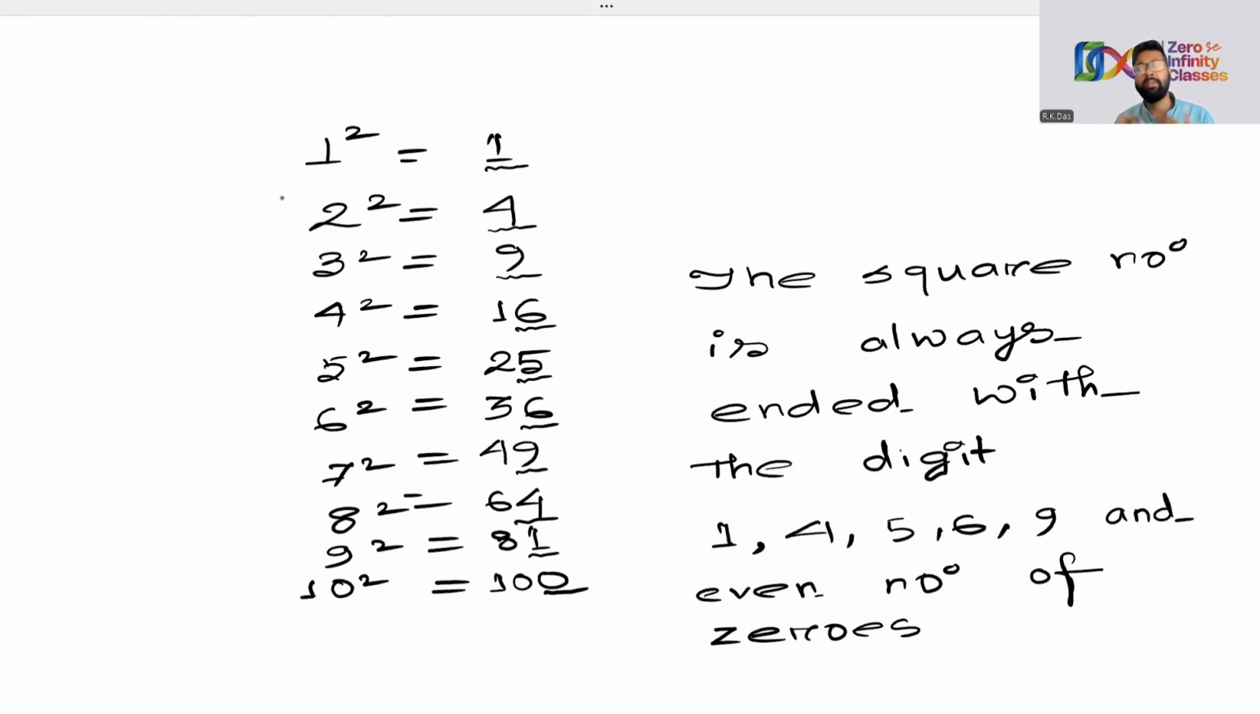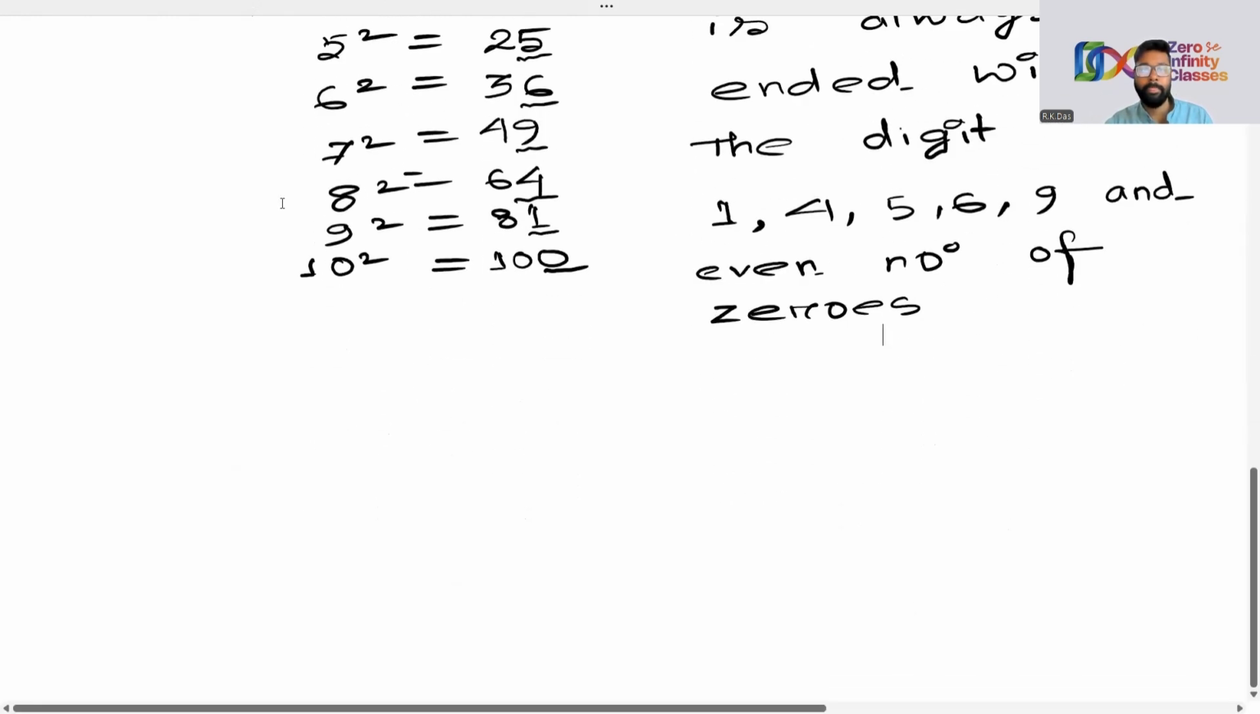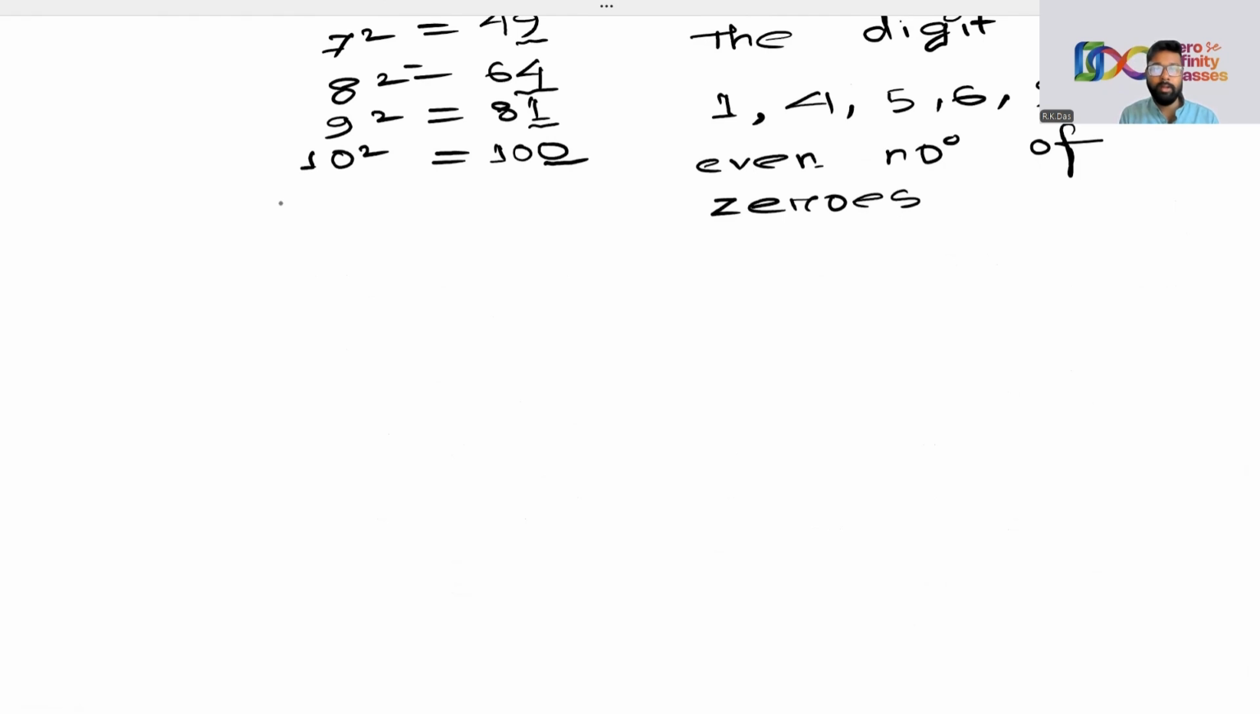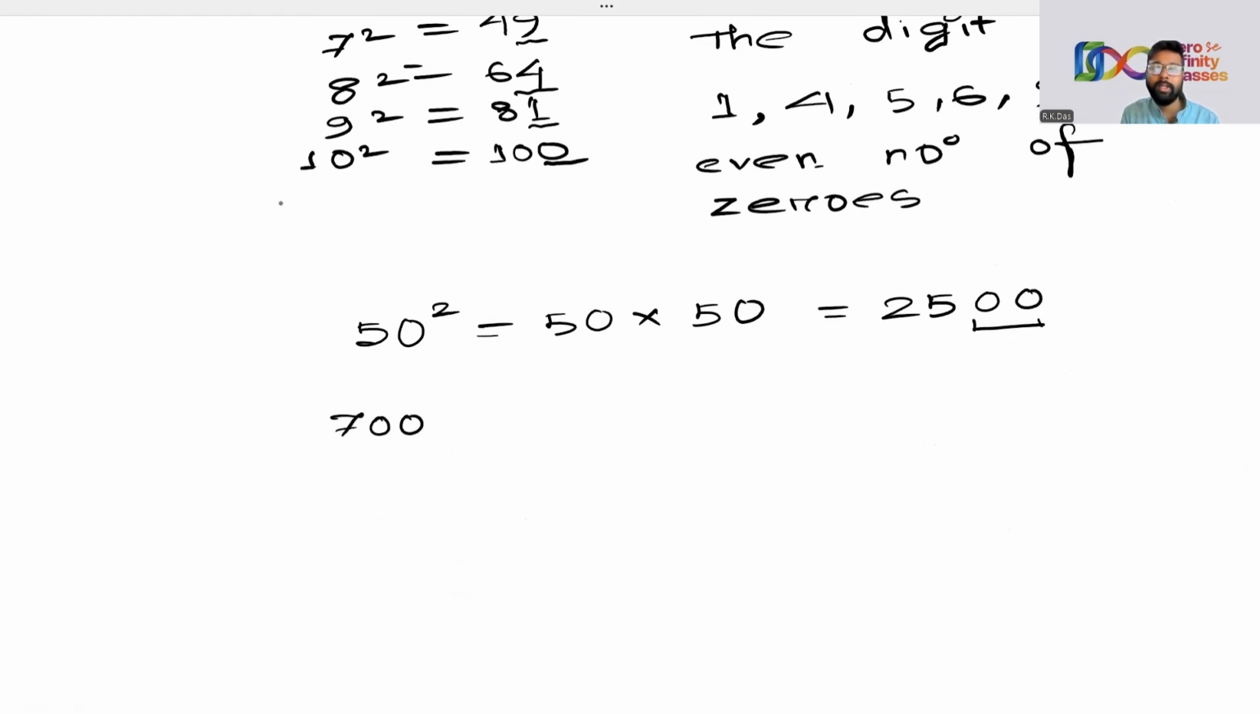So what is the meaning of an even number of zeros? Let us learn these things very carefully. Suppose we have the number 50. If you find 50 square, it is 50 into 50, which is ultimately 2500. So here we have two zeros. Similarly, if you find the square of 700, it will be 700 into 700, which is 49, then here we have two zeros and here also two zeros.